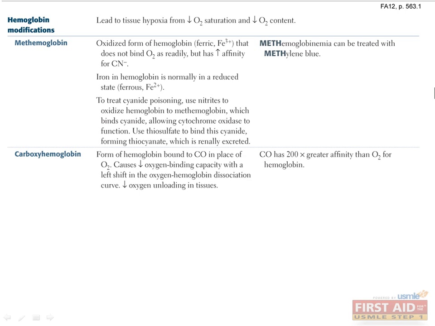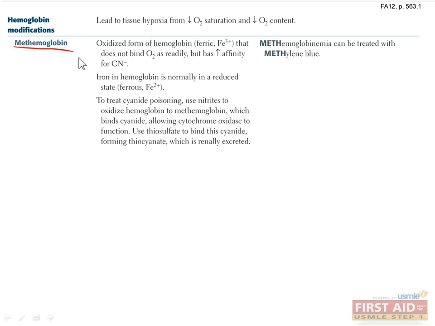Alright, let's talk about a couple of highly testable conditions that can modify the effectiveness of hemoglobin, leading to tissue hypoxia from decreased oxygen saturation and content. Methemoglobin is the oxidized form of hemoglobin containing ferric, Fe3+, rather than the ferrous, Fe2+ iron. This form of hemoglobin is less effective at binding oxygen and has, interestingly, an increased affinity for the cyanide ion, which we'll talk about in a bit.